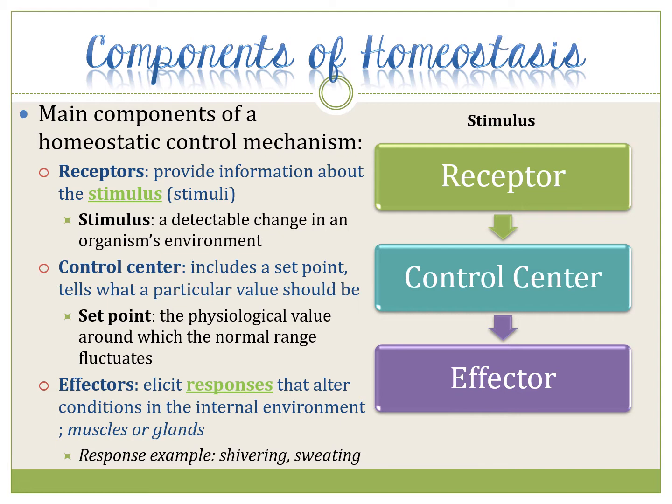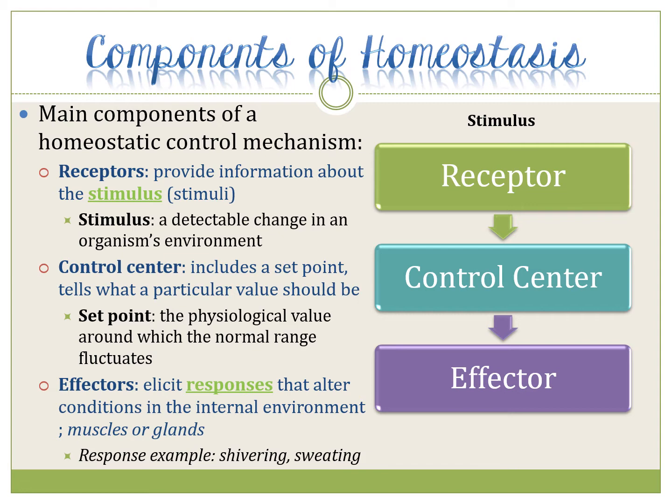Again, it could be temperature. That's just one example. It could be pH of the blood. It could be blood pressure, whatever it might be. That control center holds that value. From there, we have effectors. The effectors are there to elicit responses that alter the conditions in the internal environment. The effectors feed off of what the control center tells them to do. We typically see this as muscles or glands that are eliciting these responses. A response example could be sweating or shivering.